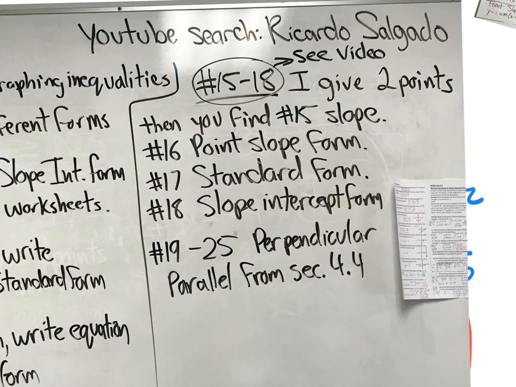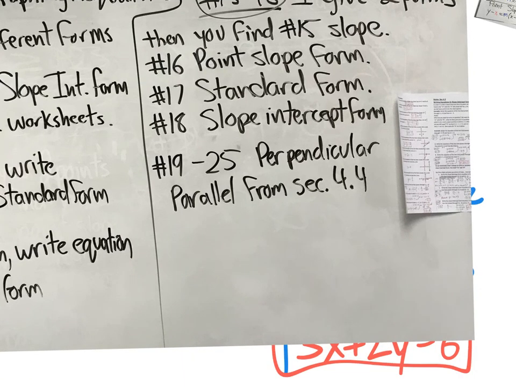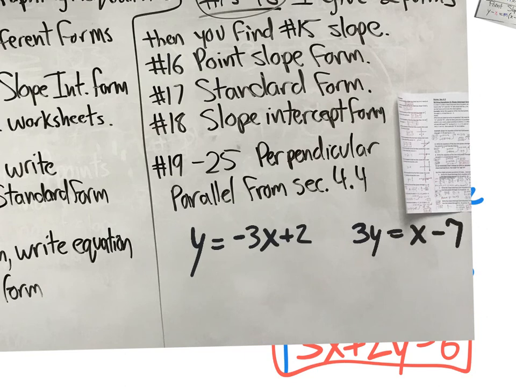Like, for example, if I did say you have the equation y equals negative 3x plus 2, and I want you to compare it with, let's say, 3y equals x minus 7. Are those two lines parallel, perpendicular, or neither? Now, in order for you to decide whether they're parallel, perpendicular, or neither, you need to know, first of all, parallel means the same slope.